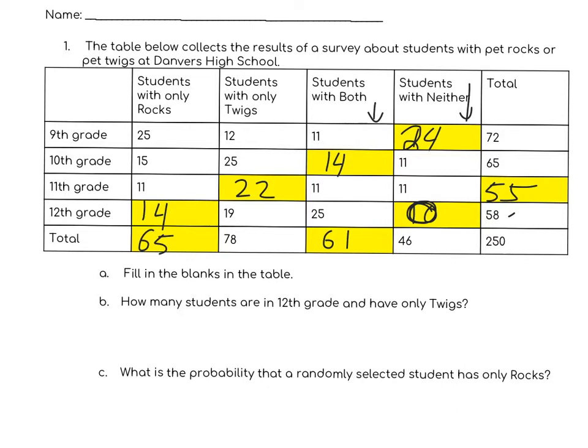How many students are in 12th grade and have just twigs? So I'm looking for students in 12th grade with only twigs. We got 19. What is the probability that a randomly selected student has only rocks? So we want the total with only rocks, divided by the total number. So that's going to be 65 out of 250.